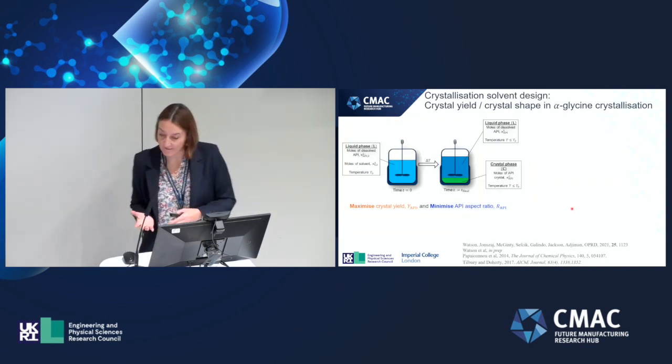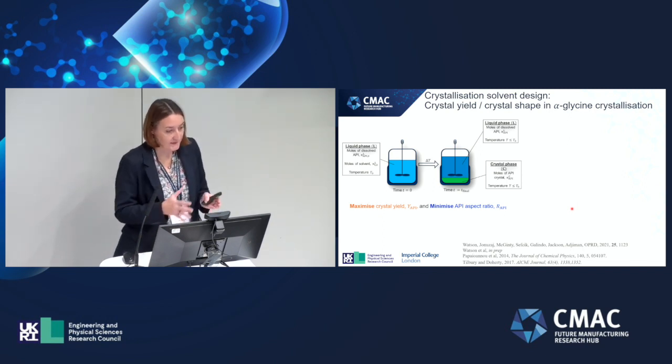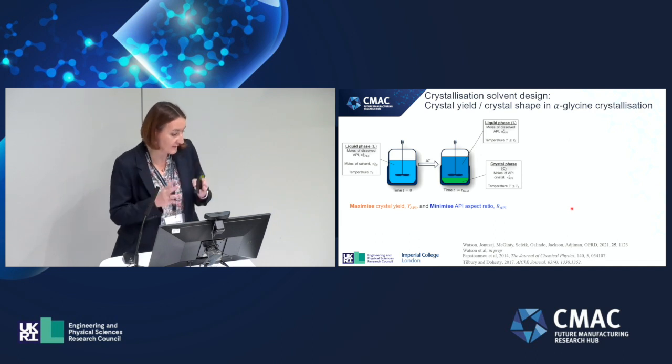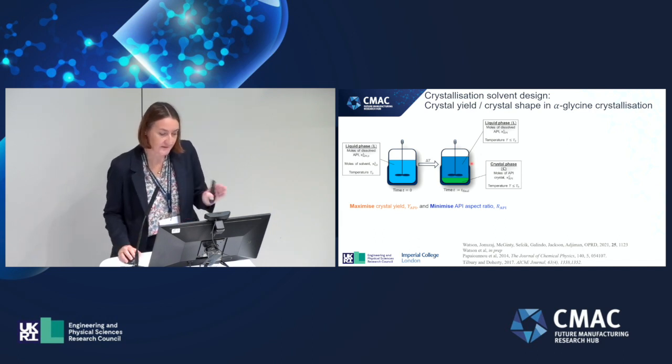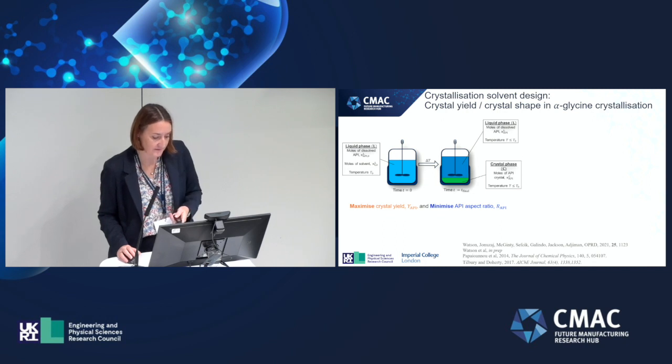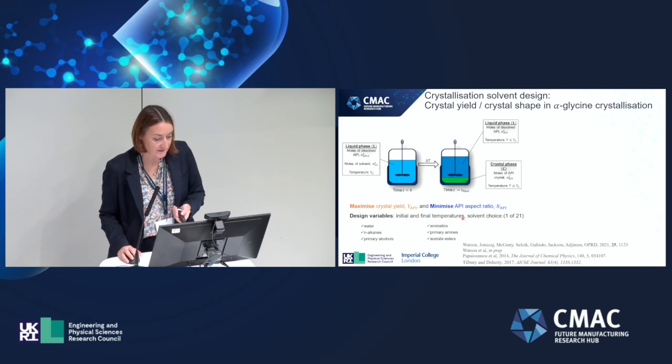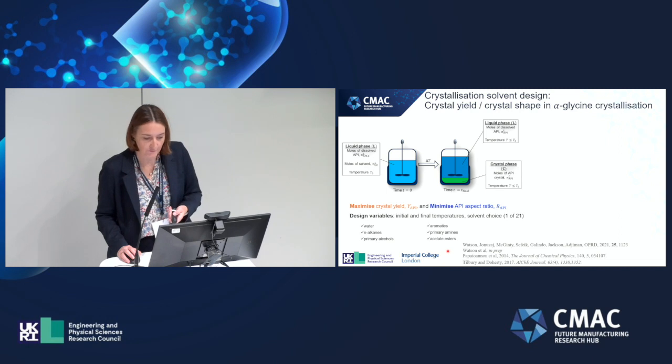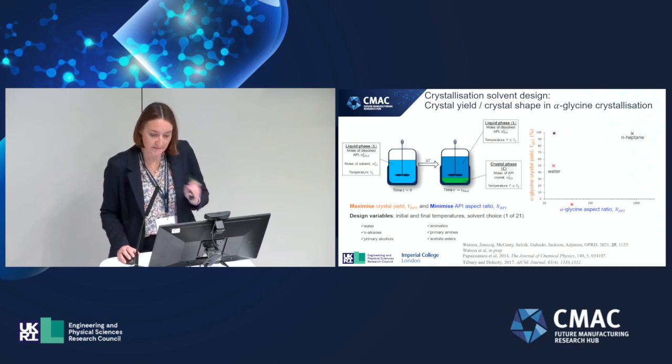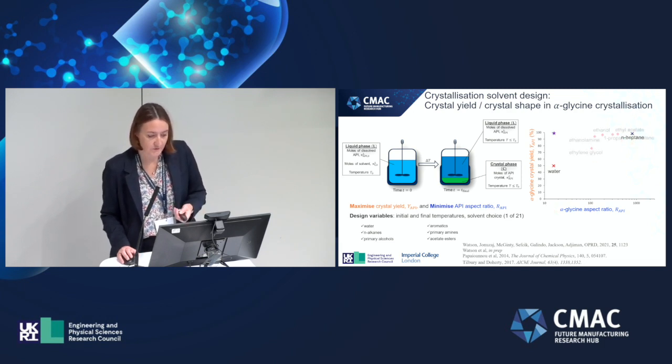Then, looking at crystallization, we've also looked at the trade-off between yield and the shape of the crystal, the aspect ratio. We have simple thermodynamic-based models, but we integrate the model of Tilbury and Doherty for crystal growth. We look at initial and final temperatures and choose one solvent from 21 possible solvents. If you try to optimize only one of those criteria, you find water gives you the lowest aspect ratio and heptane the best yield, but you're also able to identify the trade-offs here.